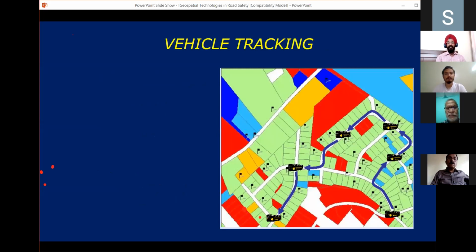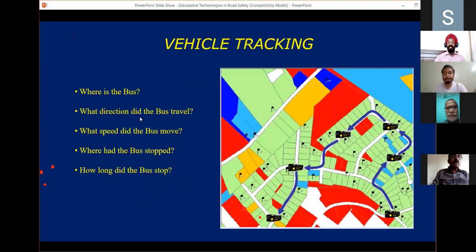Vehicle tracking, we can track a vehicle, where that particular bus is going, what direction did the bus travel, what speed did the bus move, where had the bus stopped, how long did the bus stop. These are very important parameters when I'm studying traffic accidents. Maybe I am dealing with bus, maybe trucks, maybe even cycling, or maybe even pedestrians. So whether that particular bus is more prone to have accidents in pedestrian prone areas or some other area, I can easily understand by tracking that particular vehicle. And this type of vehicle tracking is mostly used by the police also.